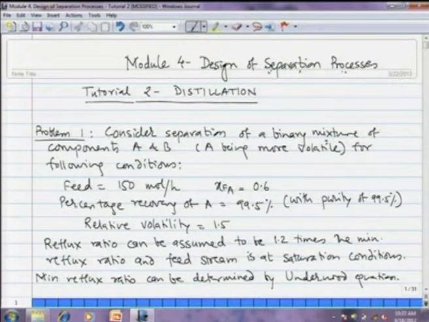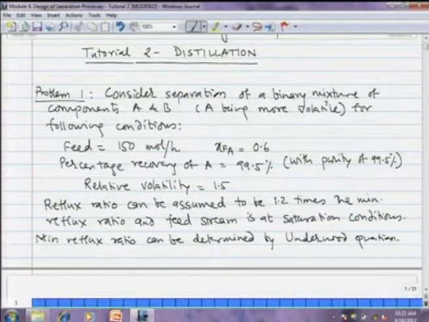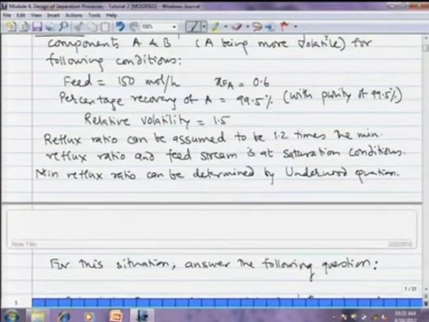Consider separation of a binary mixture of components A and B, A being more volatile, for the following conditions: feed 150 mole per hour, the composition of feed is mole fraction of A is 0.6, the more volatile component is 60%, percentage recovery of A desired is 99.5% with purity of 99.5%, the relative volatility is 1.5, reflux ratio can be assumed to be 1.2 times the minimum reflux ratio, which is the optimum condition for reflux ratio, and the feed stream can be assumed to be at saturation condition.